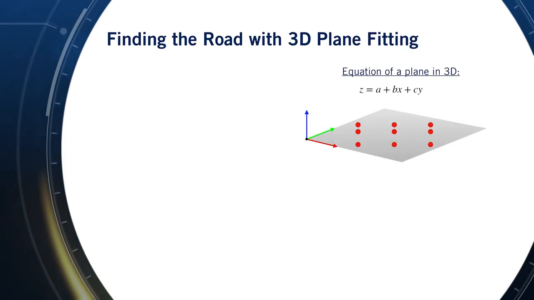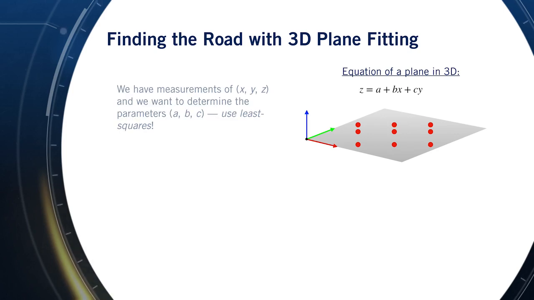If you think back to your high school geometry classes, you might remember the equation of a plane in 3D. Z equals A plus BX plus CY. This equation tells you how the height of the plane Z changes as you move around in the X and Y directions. And it depends on three parameters, A, B, and C, which tell you the slope of the plane in each direction and where the Z-axis intersects the plane.